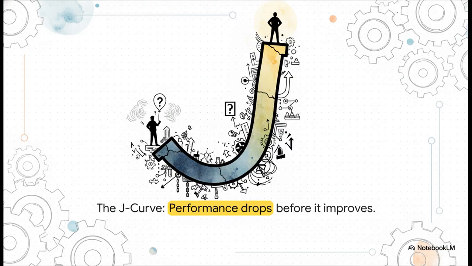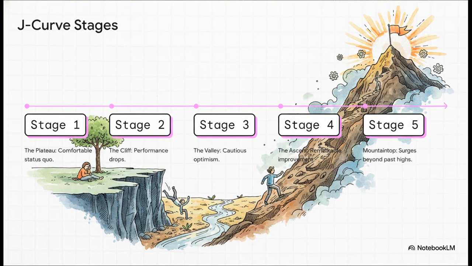Whenever change is introduced, fear, doubt, and uncertainty just naturally take hold. And the greater the gap between the old way and the new way, the deeper that initial drop in performance is going to be. When we map out Jellison's stages, we really see the employee's journey. You start up high at the plateau, which is the comfortable, easy status quo. But then comes the cliff, where resistance is fierce and performance basically takes a nosedive. Eventually, though, you hit the valley.